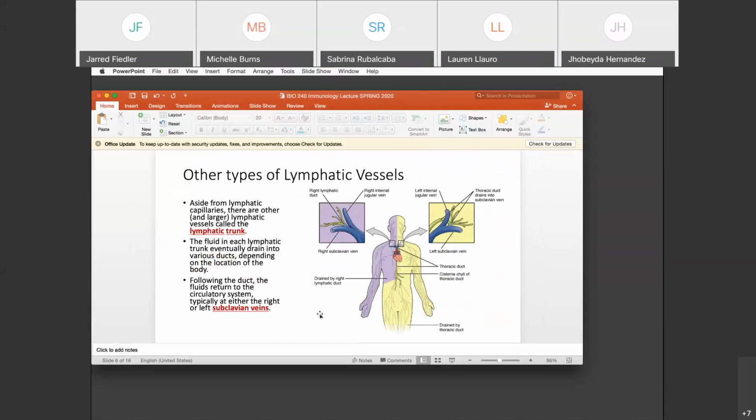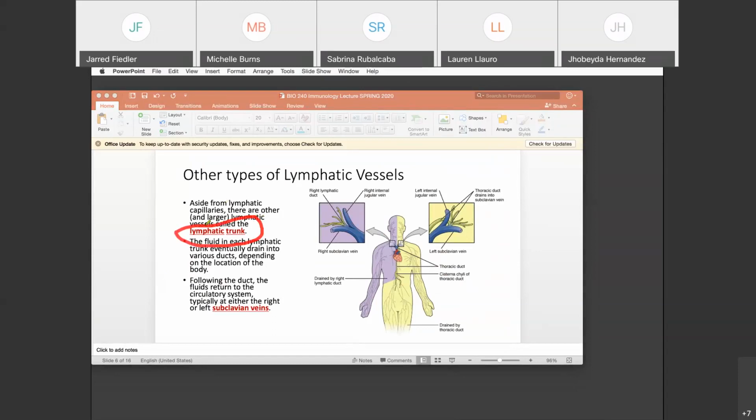So let's talk about other types of lymphatic vessels. I told you we have the capillaries, then goes to the vessels, and then there's something that it ends up going into. You have something called lymphatic trunks, which are just larger lymphatic vessels. Now we have various amounts of trunks throughout the whole body. I'm going to name a few of them to you guys.